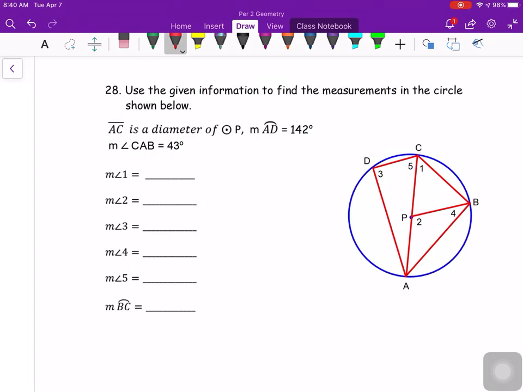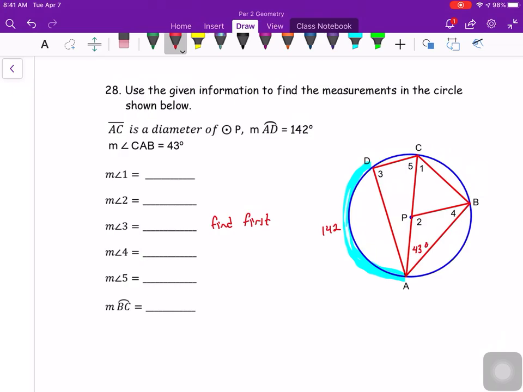Number 28 has several questions that go with the same problem. So it doesn't matter which one we find first. Now the angle CAB is 43, C to A to B. So this one over here is 43 degrees. And then the arc from A to D is 142. So this arc right out here, that arc is 142.